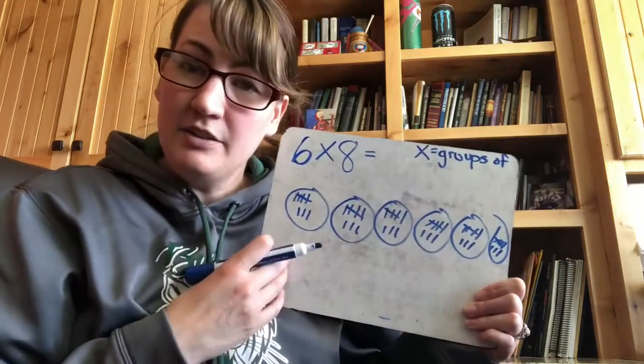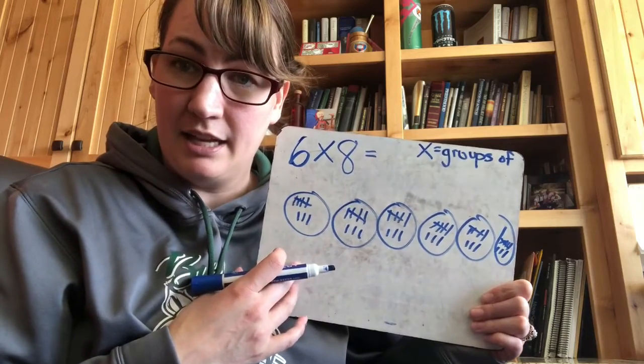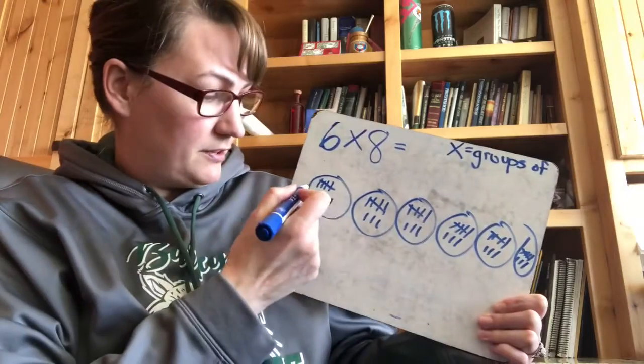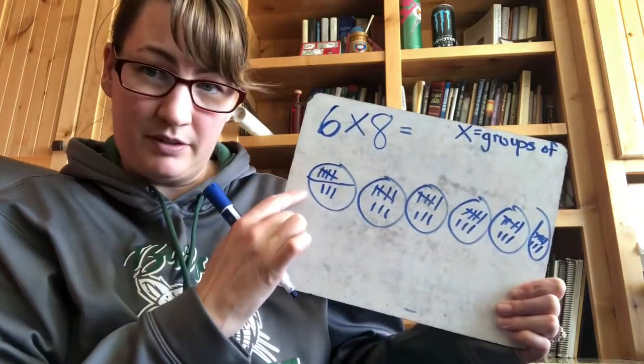Now, if I do not know how to count by 8s, I'm going to count by 5s and 3s to solve my problem. So if you look at this, see how there's 5 up here and 3? That's like all of them.